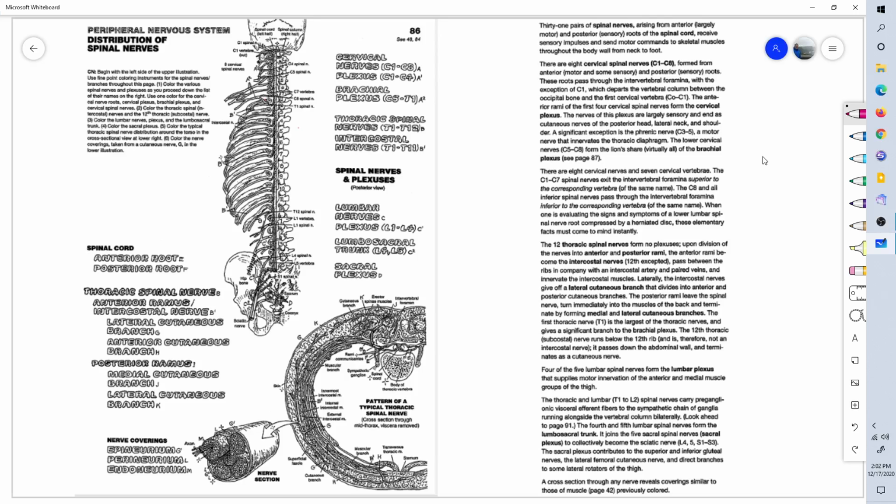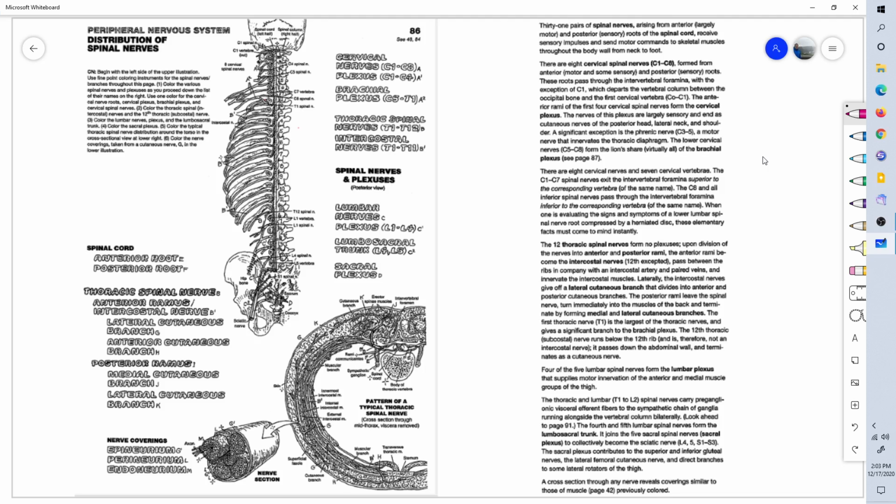Continuing our conversation about the peripheral nervous system and the distribution of spinal nerves. So we've talked about the afferent and efferent nerves coming in and out of the spinal cord, but where do they go and where do they come from? And we're going to start to explore that now.